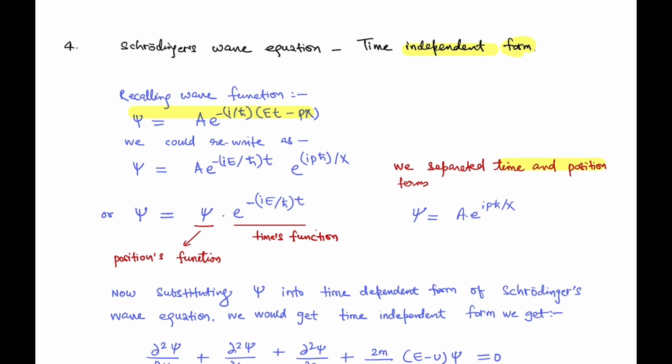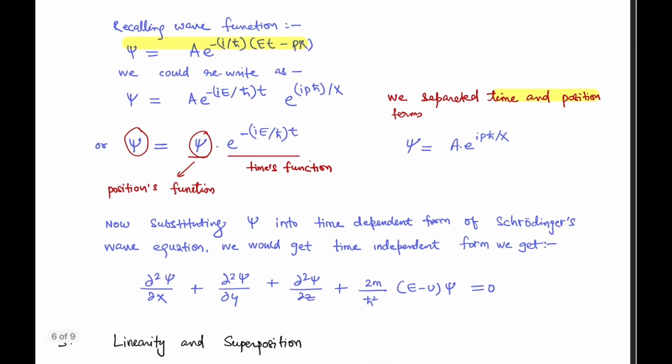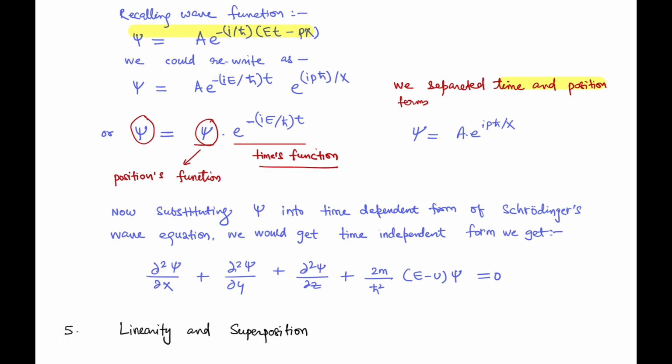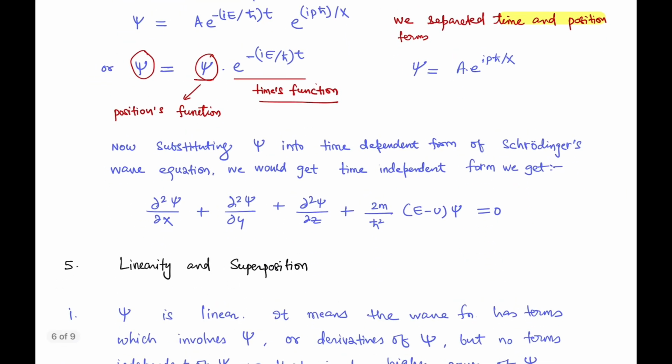When we get this position function, we call it psi slant, psi in italics. This is the normal psi, this is the slant psi. Just know this slight thing, and this is the time function. Now what we do is substitute this value of psi into the time dependent form.